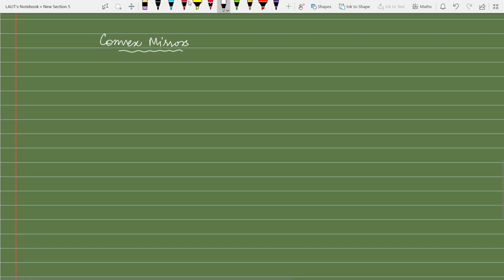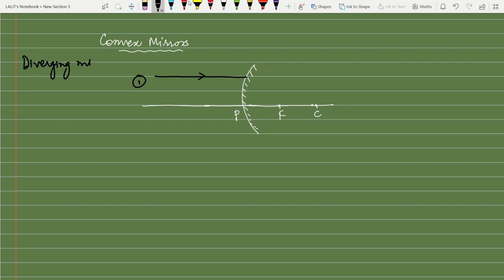Now how to draw the ray diagrams in convex mirror? We have got a convex mirror. Let us say this is the convex mirror. This is the principal axis. We have the pole, we have the focus here, the center of curvature here. If a ray of light, the first rule, if a ray of light goes parallel to the principal axis, this is the incident ray. Now we know that convex mirrors are diverging mirrors. So this ray would diverge in such a way that if you extend it backwards, it would appear as if it is passing through the focus.